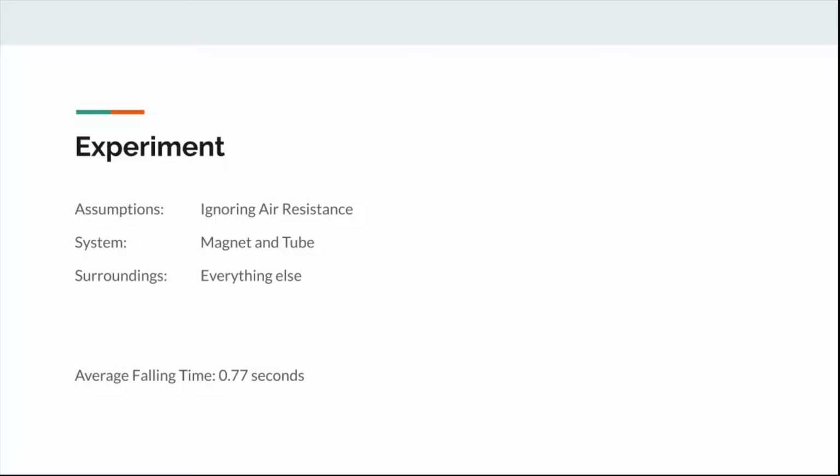A friend of mine recorded it. We did this 5 times. And when we looked at the recordings afterwards, we were able to figure out how long it took for the magnet to travel through the tube. And for that time, we got an average time of 0.77 seconds.